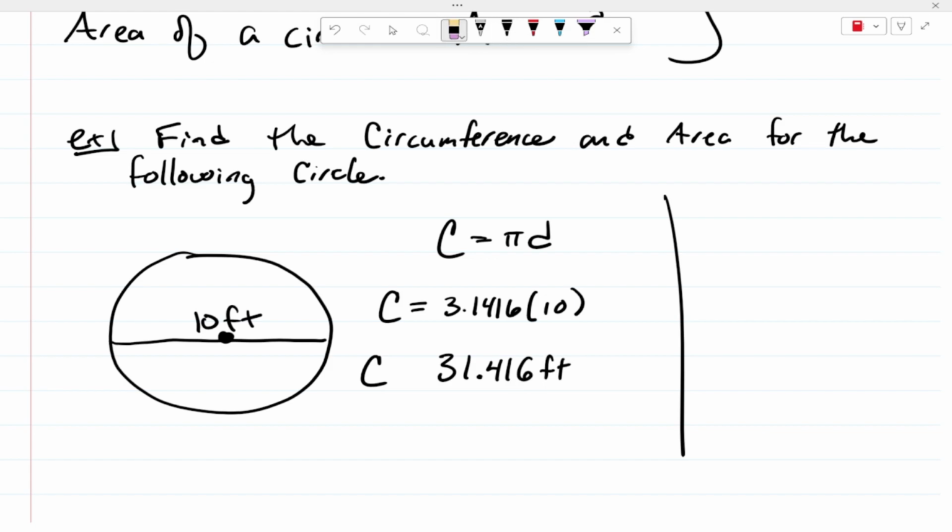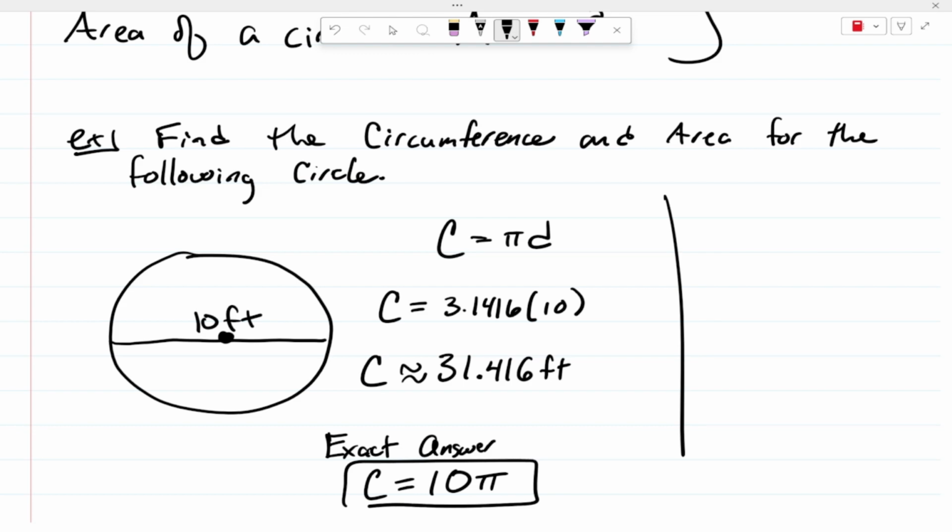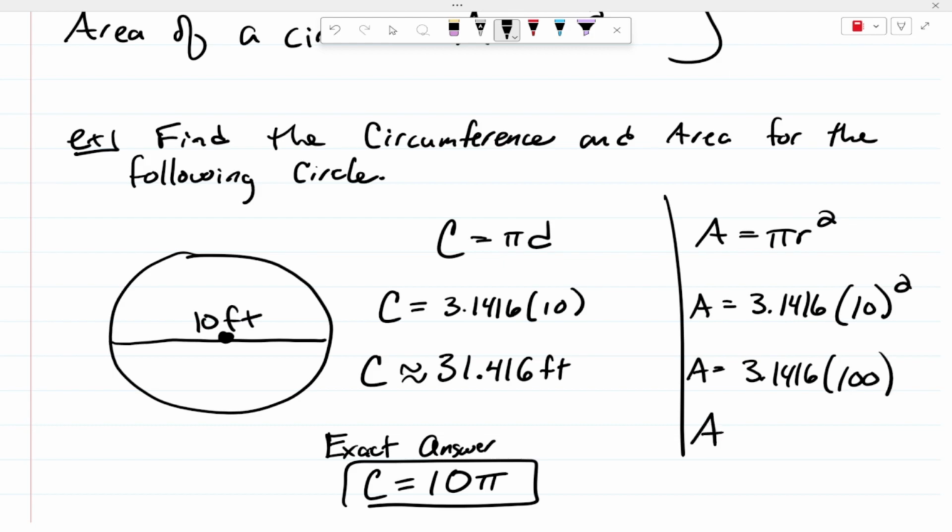But remember, this is an approximation, so make sure you use those approximation symbols. Now, an exact answer would just be C equals 10 pi. That would be the exact answer. All right? The area, pi r squared, so 3.1416 times 10 to the second. 10 to the second is 100. So the area approximately is 314.16 square feet, or for an exact answer, 100 pi.